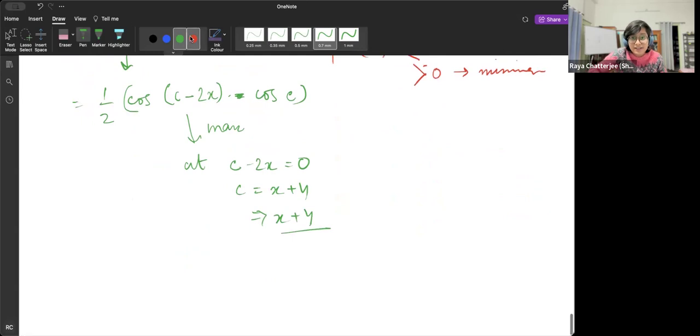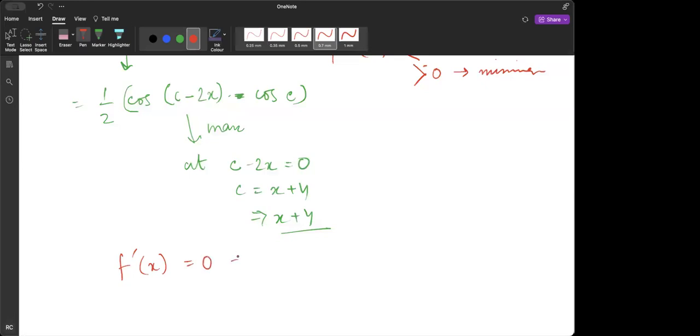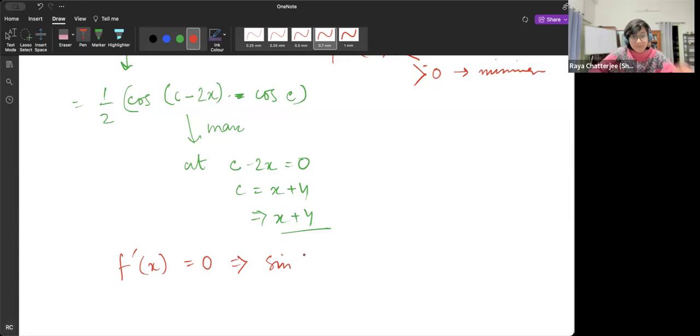Or, since I love calculus, if I say this in derivative language, f dash would give you the angle bisectors, and that's why the incenter is. So f dash x equals 0, so sine of (C minus 2x) is 0. This is also under the assumption that C is less than pi. So C equals 2x, and then we get the same thing.